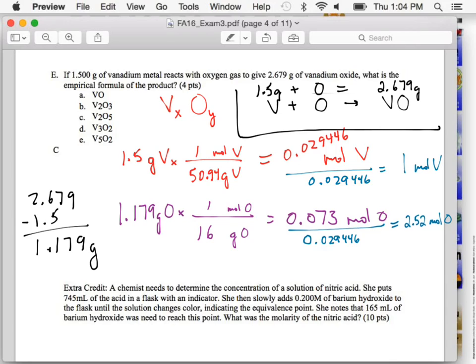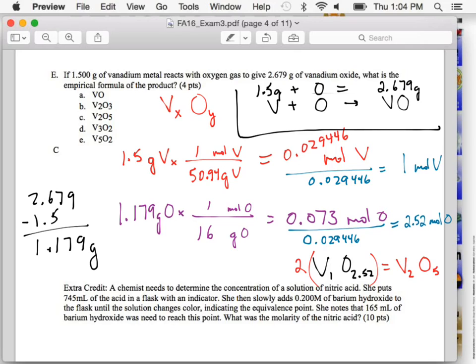Okay. So our formula would be vanadium 1, oxygen 2.52. Can I have a half of an oxygen? No. So what do I have to do? I'll come back to that in a second. I'll multiply everything through by 2, and my formula becomes V2O5. Okay.